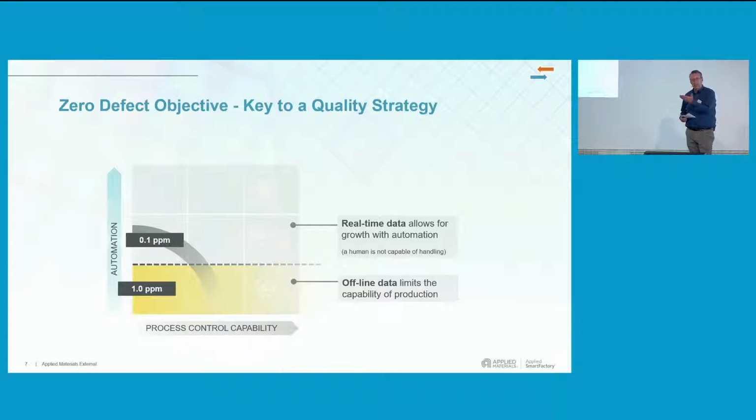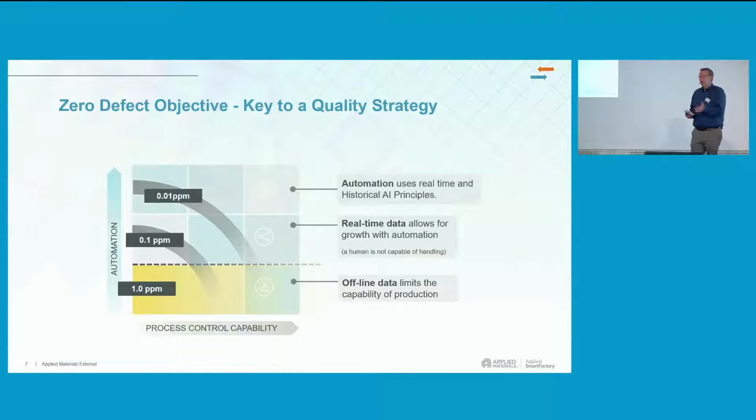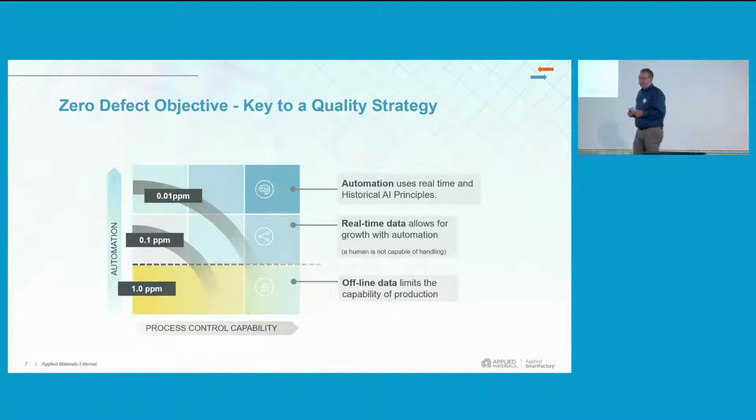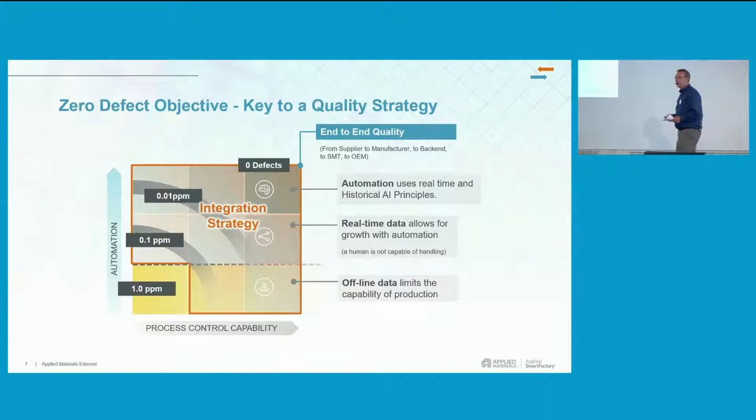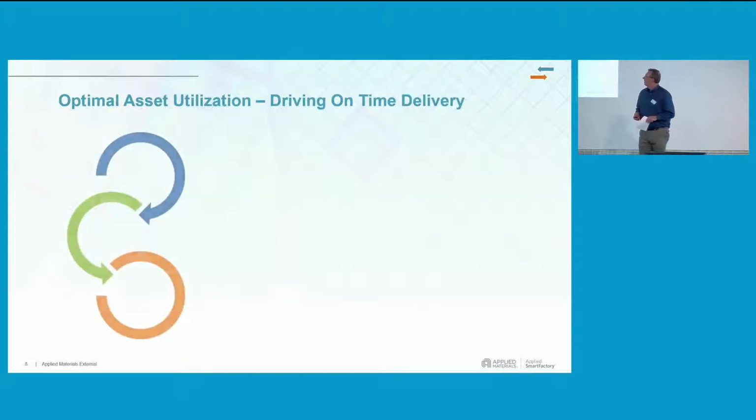As we move up this scale and start to introduce systems into our fabs that can make decisions humans can't, we can take another step closer to zero defects. And ultimately, as we have massive amounts of data and historical information, we can start the process of learning. And through learning, we're able to introduce AI principles. And this is with an objective of taking us to end-to-end quality and try to work through the supply chain with some of our partners as well.